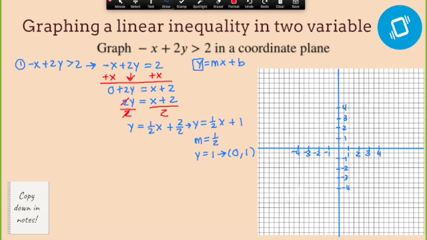So 0, 1. That point is right here. So this is 0, 1, and it's telling me that I need to move up 1 and move to the right 2. So I'm going to move up a point, and then move to the right 2 points, 1, 2. So this will be my other point. And I want to create a line. So here I have a line being created. This is the line going up, and this is the line going down.